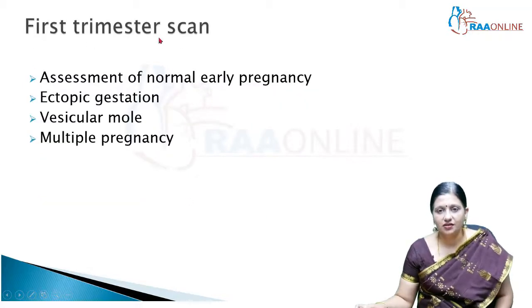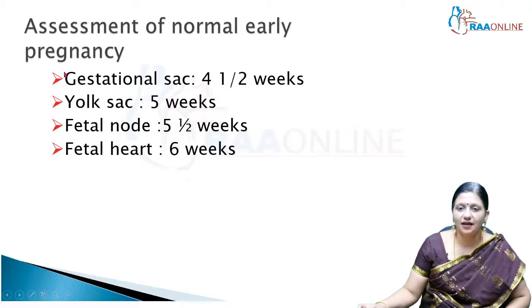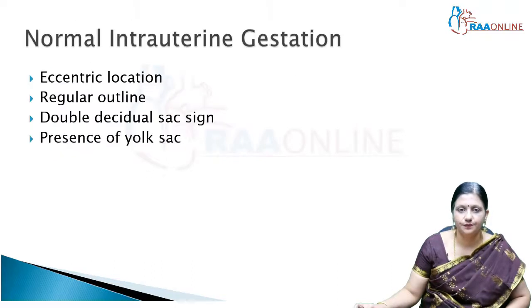Now coming to the first trimester ultrasound. The first trimester scan serves the purpose of assessment of normal early pregnancy: whether it's an ectopic pregnancy or an intrauterine pregnancy. It also helps to rule out molar pregnancies, and is useful to find out whether it is a singleton, twin or triplet pregnancy. In assessing normal early pregnancy, you should be able to see the gestational sac by around 4.5 weeks, the yolk sac by 5 weeks transvaginally, the fetal pole by around 5.5 to 6 weeks, and the fetal heart can be visualized by 6 weeks on a transvaginal ultrasound.